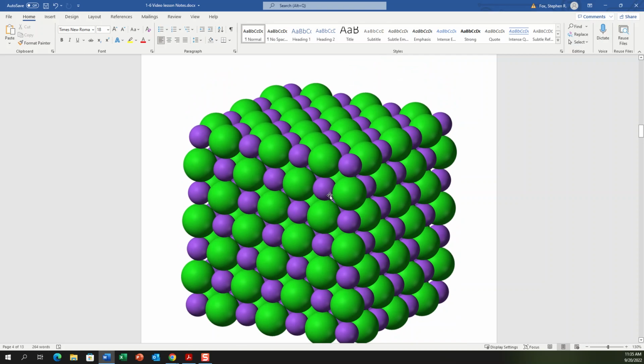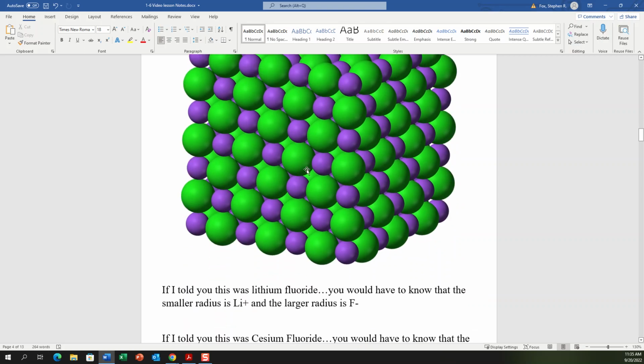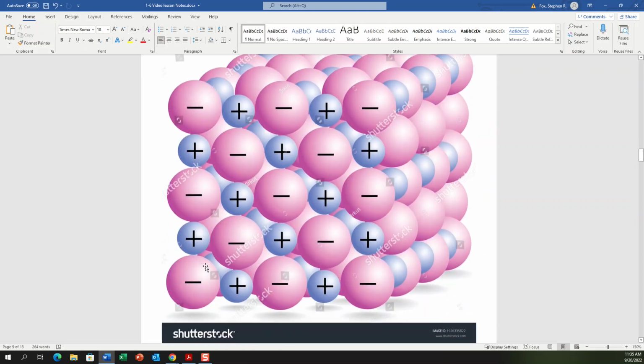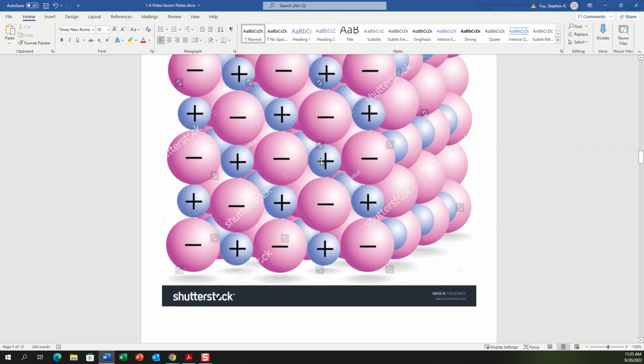All right, so if I know that this is an ionic lattice, you'd have to know which ion is the smaller one and which ion is the bigger one. And so you'd have to know which ions are which to get that. So make sure you understand that about it. All right. So again, if I saw this, I would know this is ionic because I got a minus and a plus and a minus and a plus and a minus and a plus. I don't have two pluses right next to each other. I don't have two minuses right next to each other.